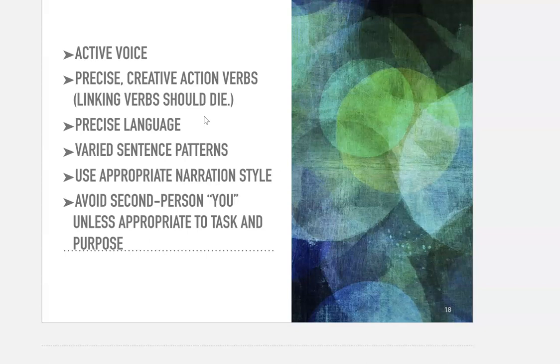Using precise, creative action verbs instead of linking verbs. Linking verbs being your be verbs, and they're also called the dead verbs because they really don't do anything. Am, is, are, was, and were. They don't perform any action. They just connect things together. I'm not saying you can't use them. I just think that you should use them sparingly.